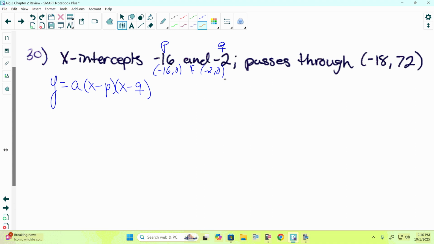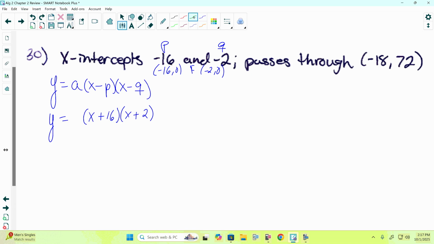Now just like the last one, we can plug in negative 16 in for p, negative 2 in for q. We're just plugging in the spots of the values that we have. Negative 16 and 2 for p and q. Now negative negative 16, negative negative 2 will give us the plus 16 and plus 2. Now the only thing we're missing is the value of a.